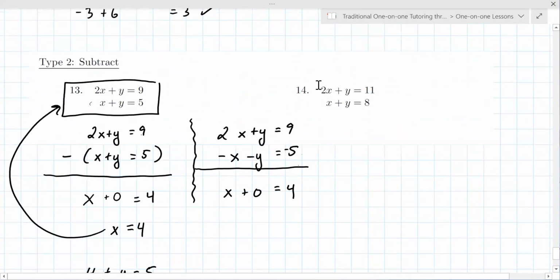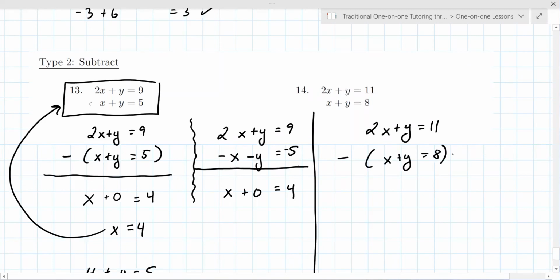Okay, now let's look at this next example over here on the right. Again, you have a choice here. You don't have to even write this; you can actually just start doing it. But as a first-time system student, you might want to write out a few of these. I prefer to do 2x minus x, y minus y, 11 minus 8. That's my preference. But you can also distribute the negative in and then add. What do you want to do here? It doesn't matter to me.